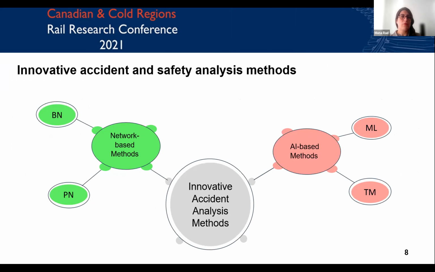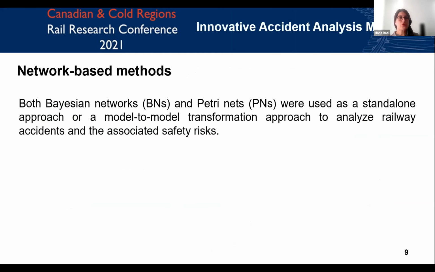We divided innovative accident and safety analysis methods into two groups: network-based methods, including Bayesian networks and Petri nets, and AI-based methods, including machine learning and text mining. Our review showed us that both Bayesian networks and Petri nets were used as a standalone approach or a model-to-model transformation approach to analyze railway accidents and the associated safety risks.